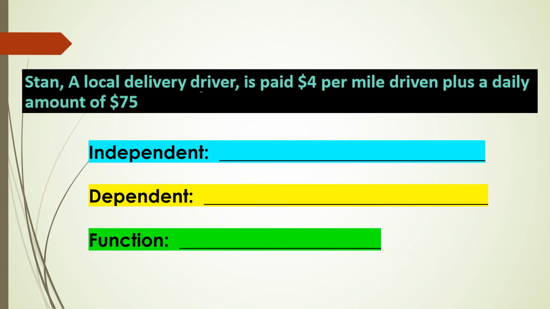In this scenario, you have Stan, who is a local delivery driver. He's paid $4 per mile driven plus a daily amount of $75. So identify the independent and dependent quantities and write the function for this. Pause me while you do that.